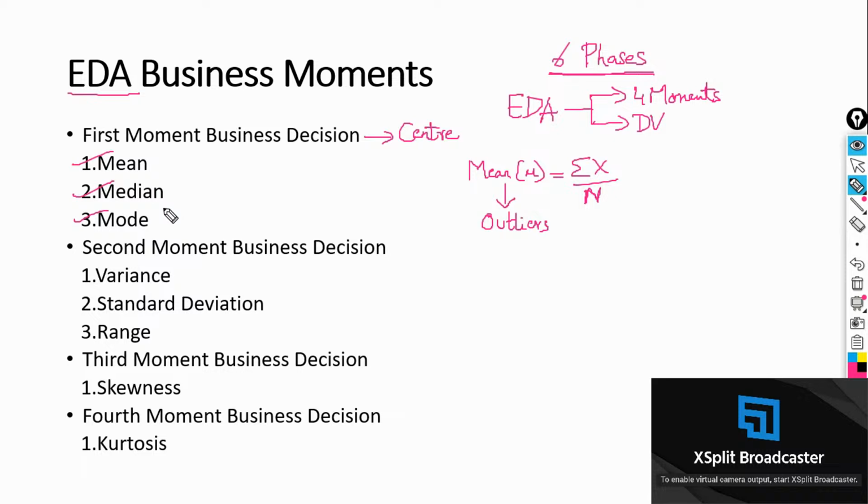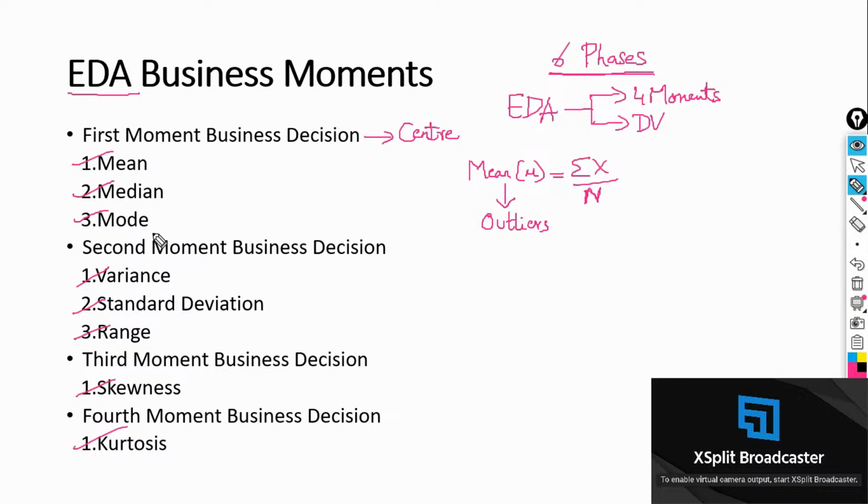What is mode then? Mode is the most repeated value, and mode is the only measure throughout the entire EDA process which can be calculated for non-numeric data also. All of the rest of the measures can be calculated only for numeric columns. But mode is the only measure that can be calculated for non-numeric data. How does mode help us?